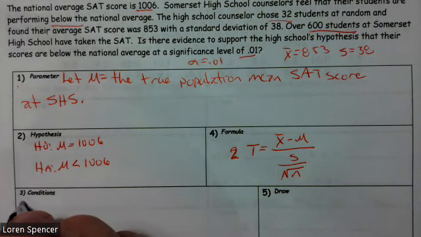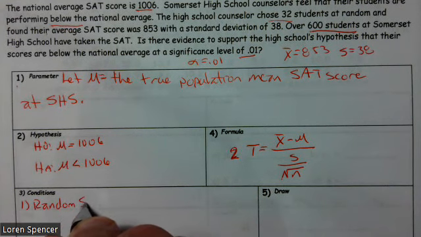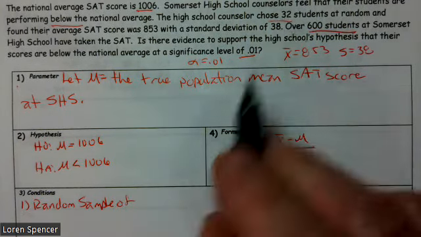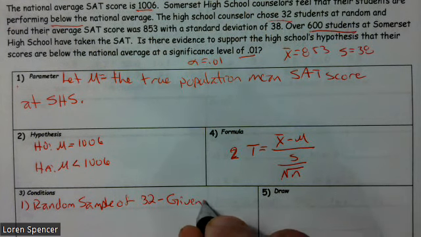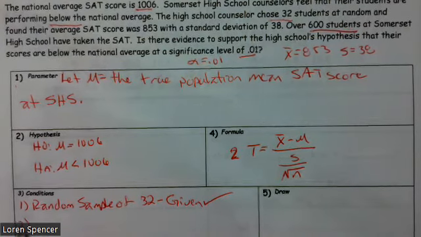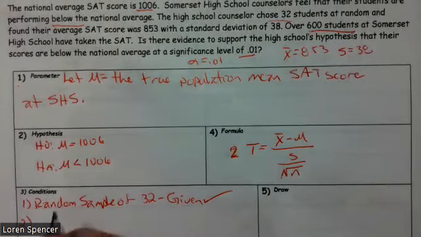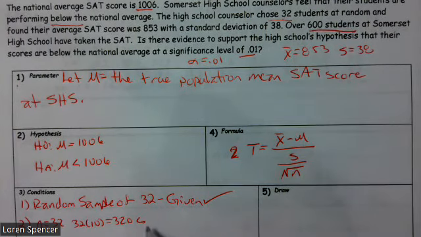Our conditions, first condition has to be a random sample. Well, in this case, we know it's a random sample, they chose 32, and that was given. Two, we need n to be less than 10% of the population. Well, in this case, there was 32. We went 32 times 10, and we got 320, and that's less than the 600. So that was taken care of.